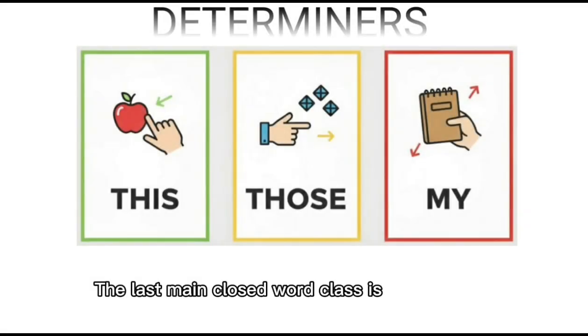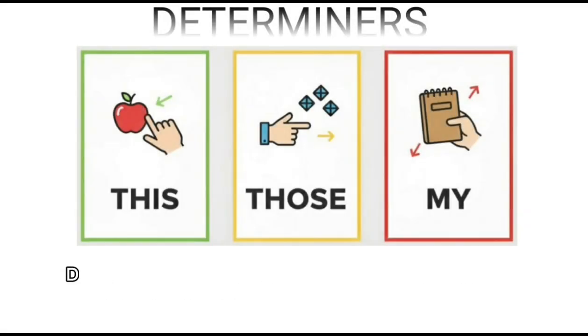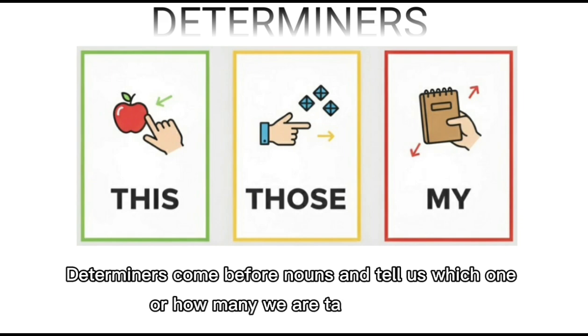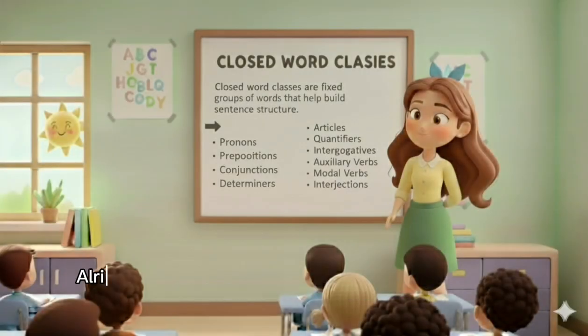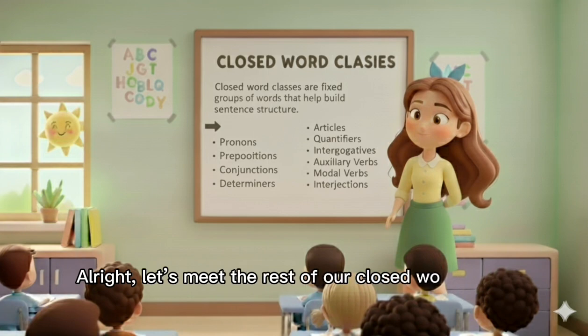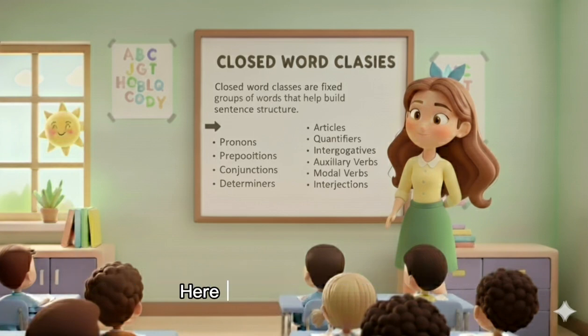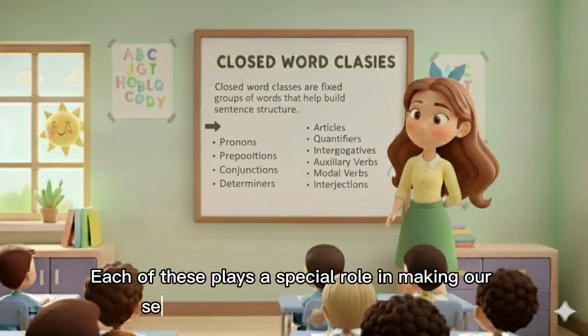The last main closed word class is determiners. Determiners come before nouns and tell us which one or how many we are talking about. They help make the noun more specific and clear. Now that we know the main four, all right, let's meet the rest of our closed word class family. Here they come: articles, quantifiers, interrogatives, auxiliary verbs, modal verbs, and interjections. Each of these plays a special role in making our sentences complete and meaningful.